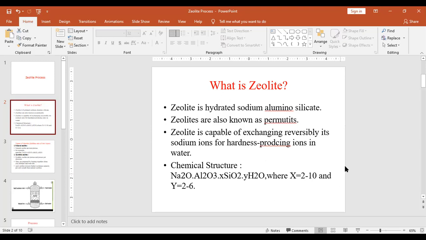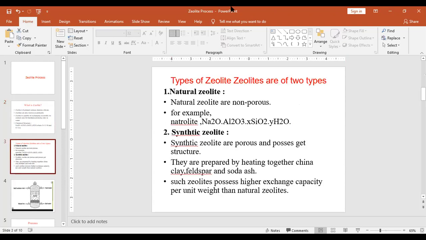Okay, good. Now, what are the different types of zeolite? There are two types of zeolite. One is the natural zeolite. As I said, sometimes a special type of sand is also known as zeolite. Natural zeolites are non-porous. For example, natrolite, that is Na2O, Al2O3, SiO2, and H2O.